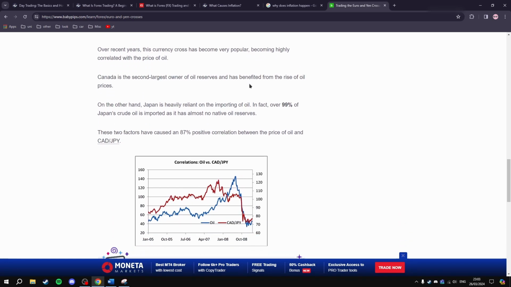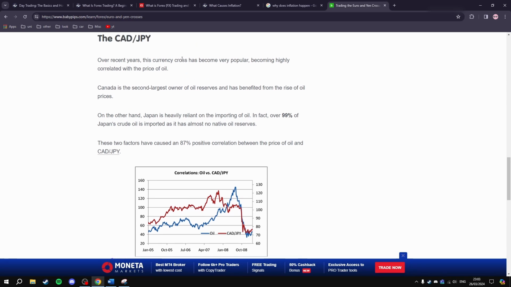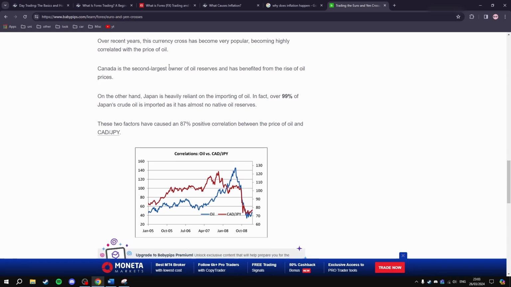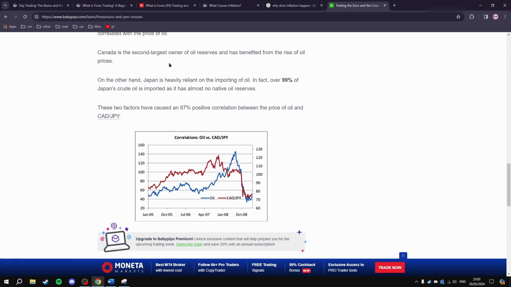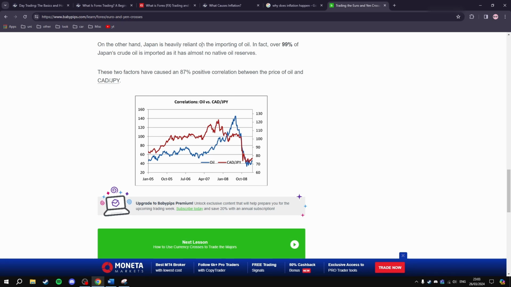The CAD/JPY. Over recent years, this currency cross has become very popular, becoming highly correlated with the price of oil. Canada is the second largest owner of oil reserves and has benefited from the rise of oil prices. On the other hand, Japan is heavily reliant on importing oil. In fact, over 99% of Japan's crude oil is imported, as it has almost no native oil reserves. These two factors have caused an 87% positive correlation between the price of oil and CAD/JPY.